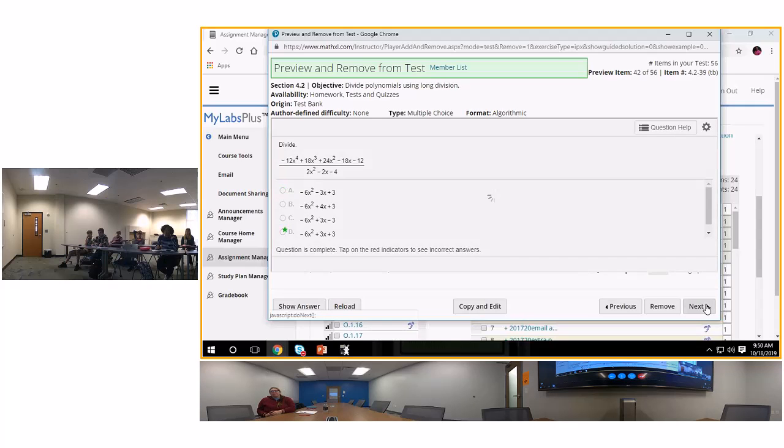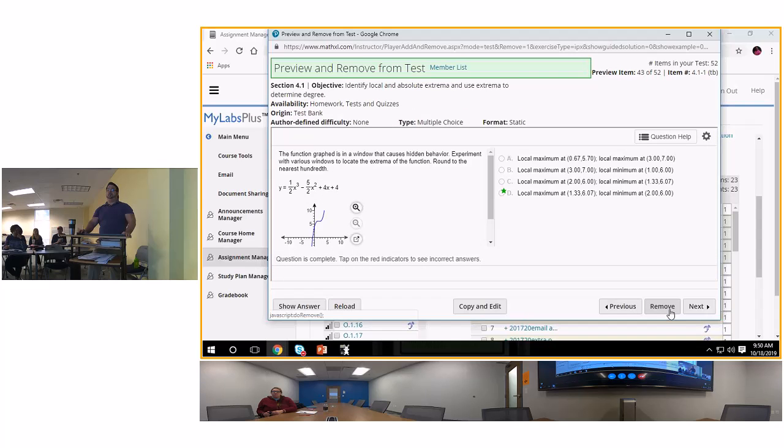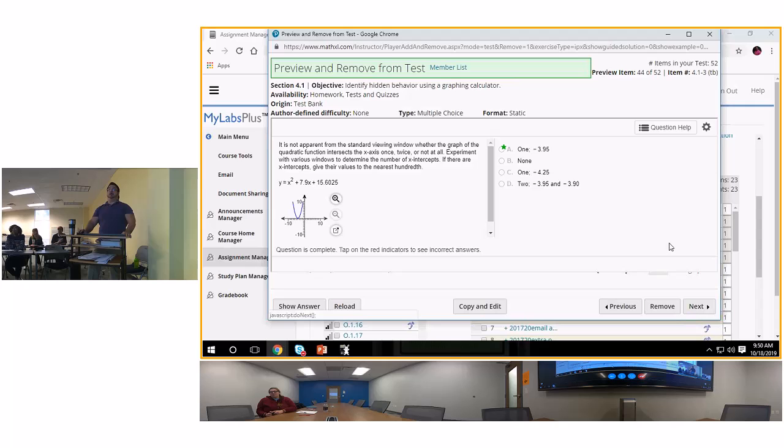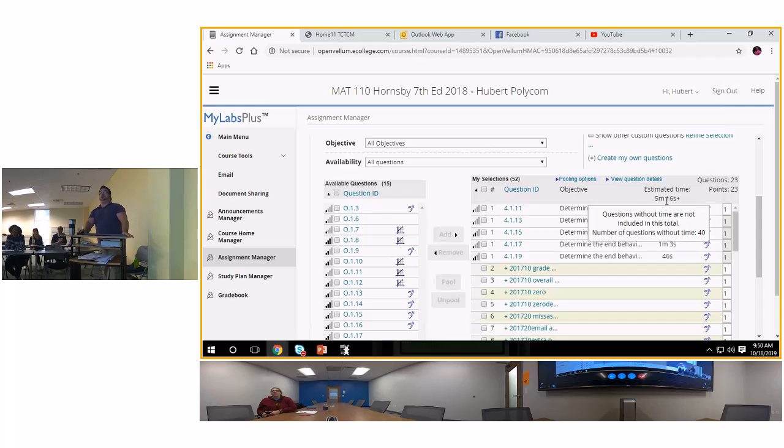Yep, there it is. Remove. Remove. I thought I removed these earlier. Remove. There. I think that does it. Now I'm going to go through and add some more. That took it down to 23 questions.